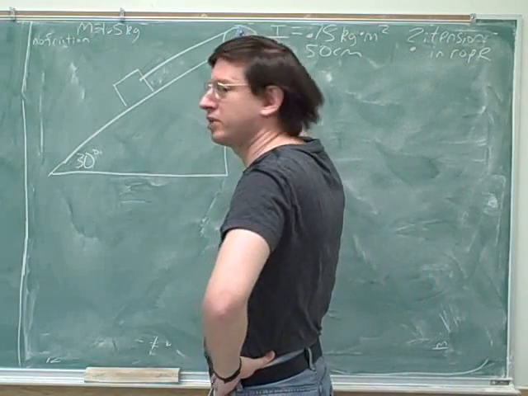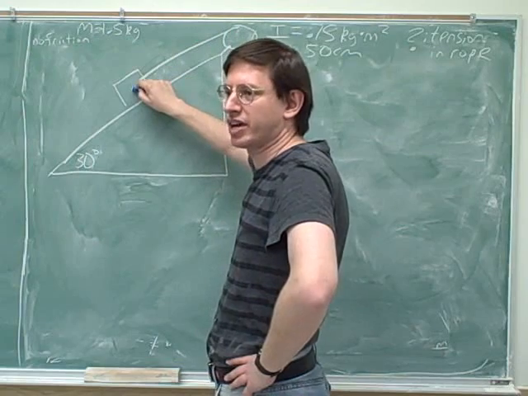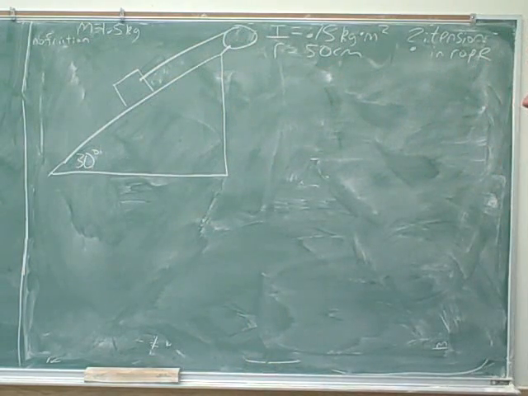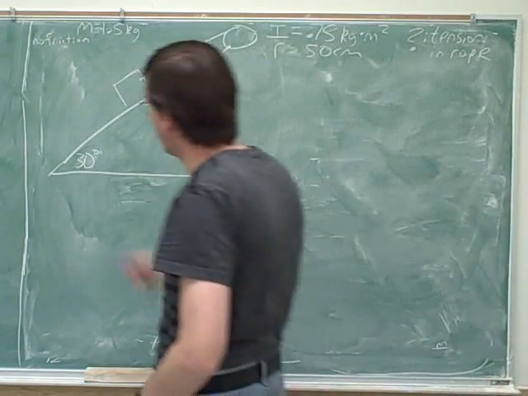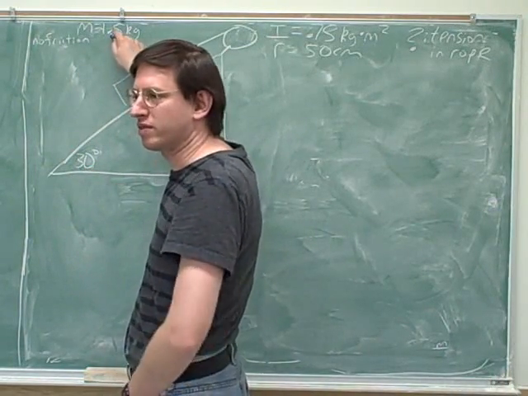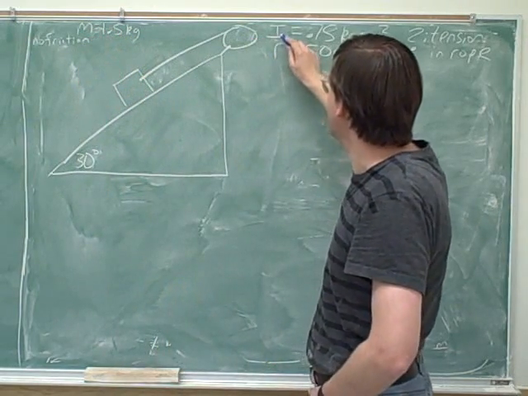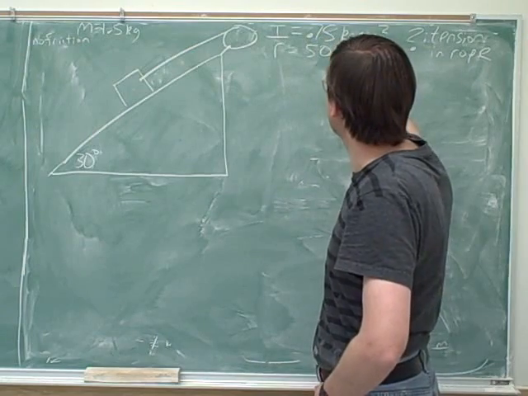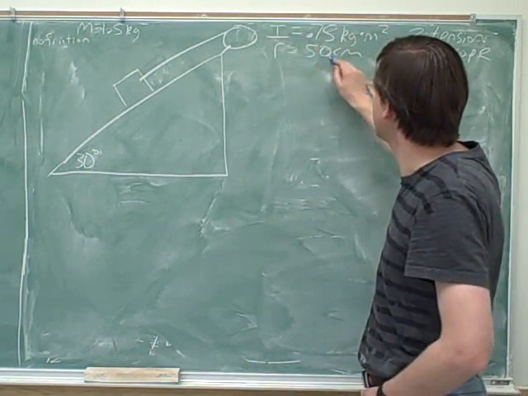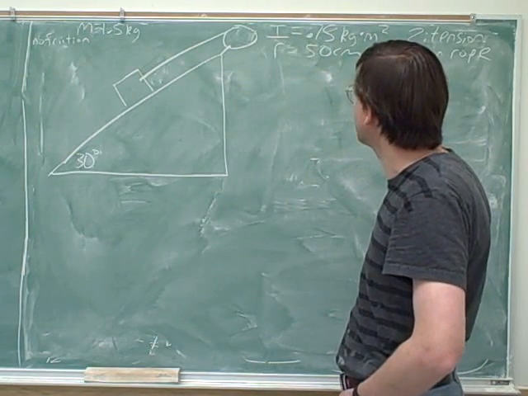Here we have a pulley, and the pulley has a rope, and the rope is attached to this object over here. We're on an inclined plane. The angle is 30 degrees. The mass of this object is 1.5 kilograms, and it slides with no friction. The pulley has a moment of inertia of 0.75 kilogram meters squared and a radius of 50 centimeters. The question is to find the tension in the rope.